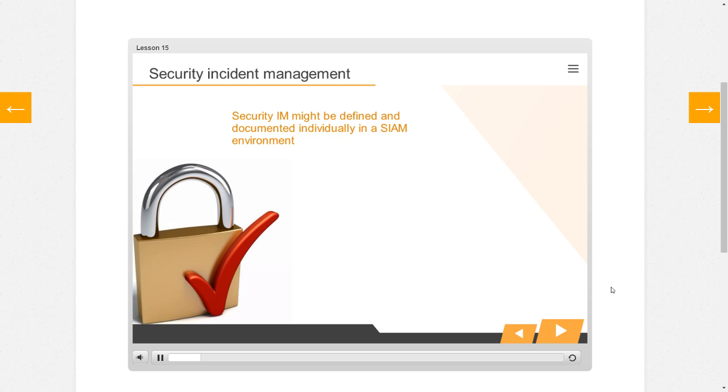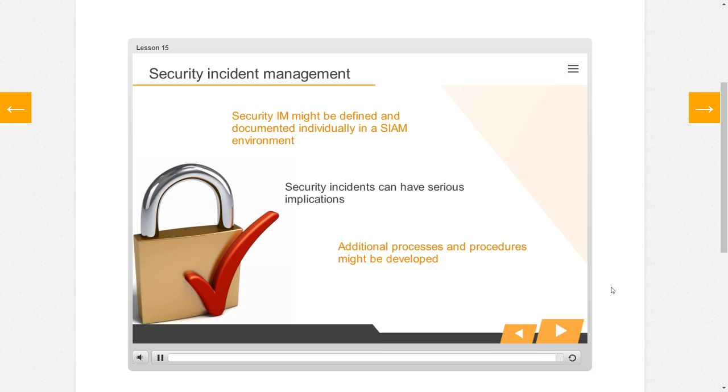One area of incident management that is often defined and documented individually within a SIAM ecosystem is security incident management. Security incidents can have serious implications for the customer organization, so the service integrator might be required to define additional processes and procedures to make sure they are managed correctly. These processes and procedures will be developed with input from the customer, incident management, and security management staff.